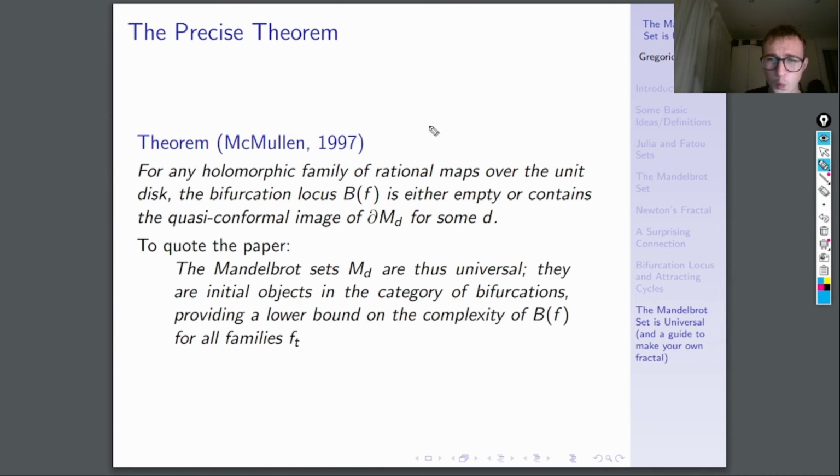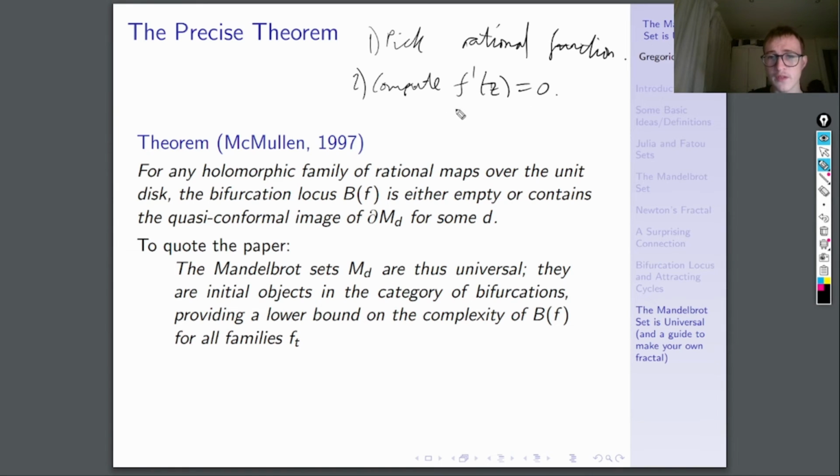Now, what does this really mean? This means to create your own fractal, you follow the following steps. Okay, pick a rational function. Then, compute f prime of z equals 0. This has to be parameterized, by the way. It has to be a parameter c. Then what we're going to do is compute the roots of the derivative. Then set those as your starting point. And observe, basically.